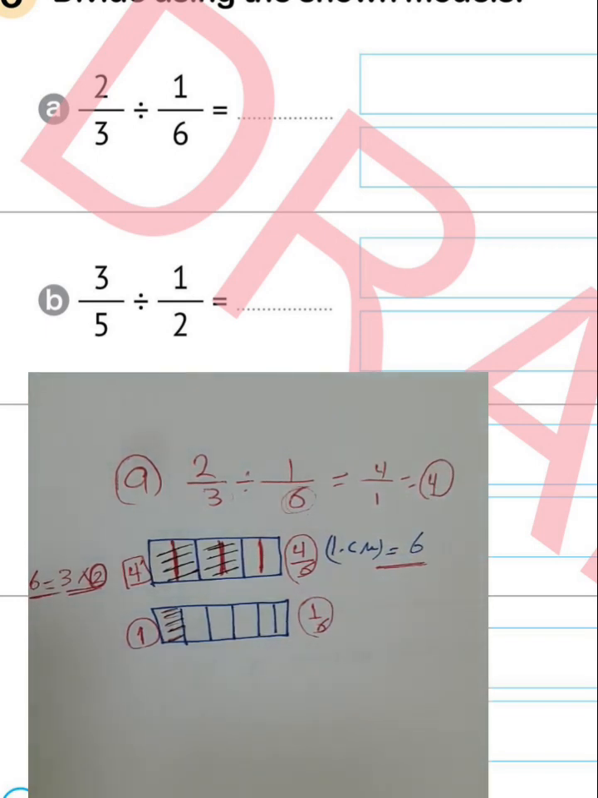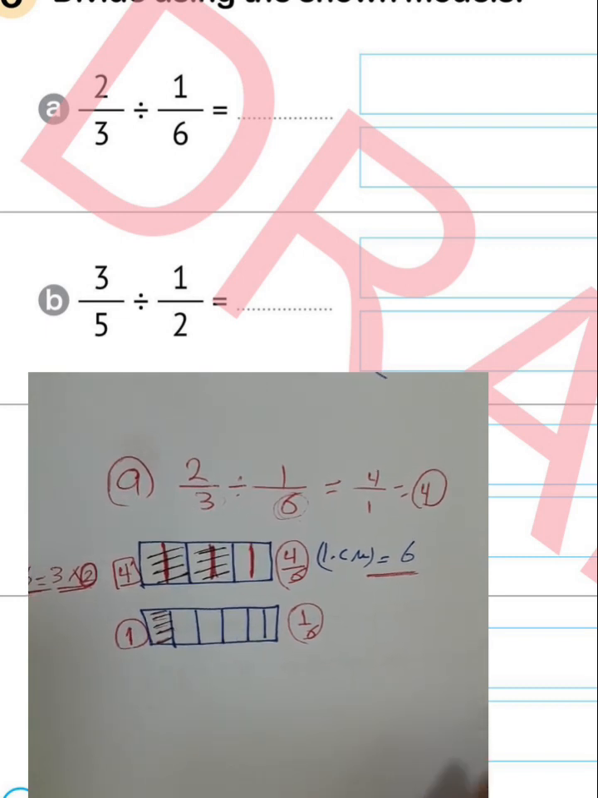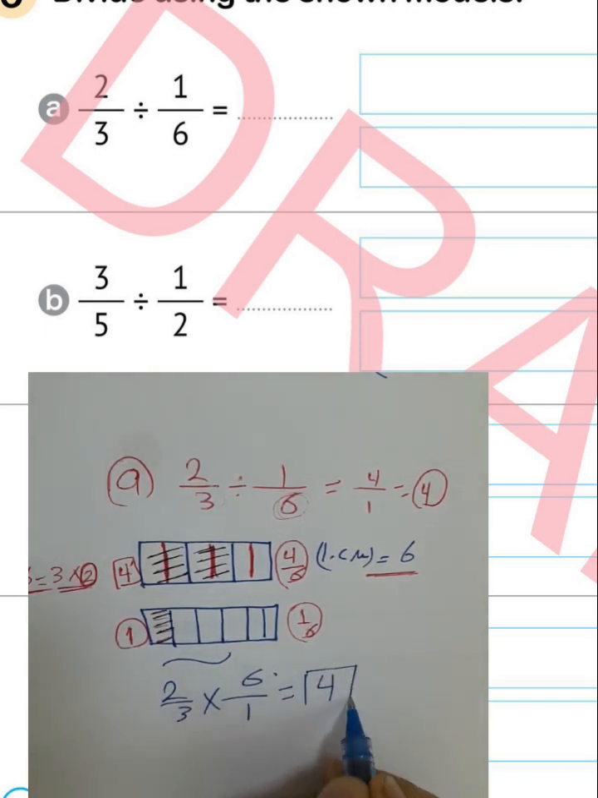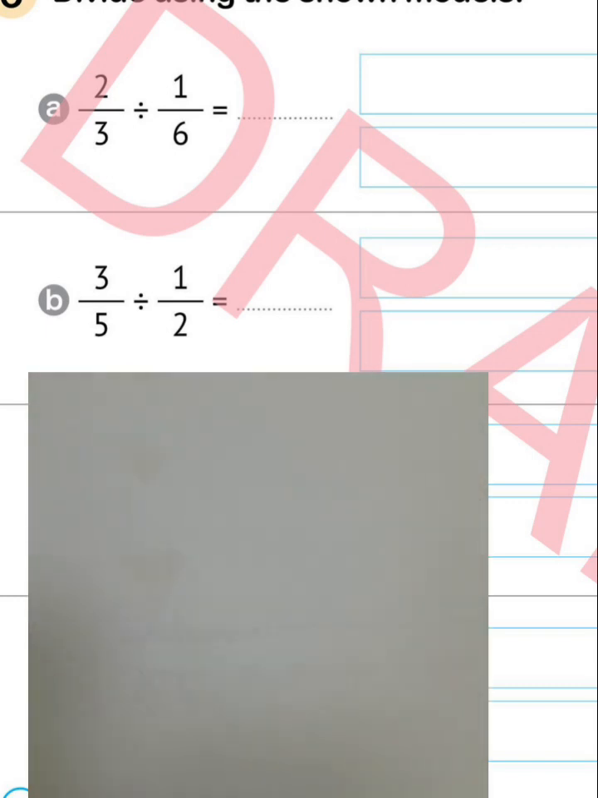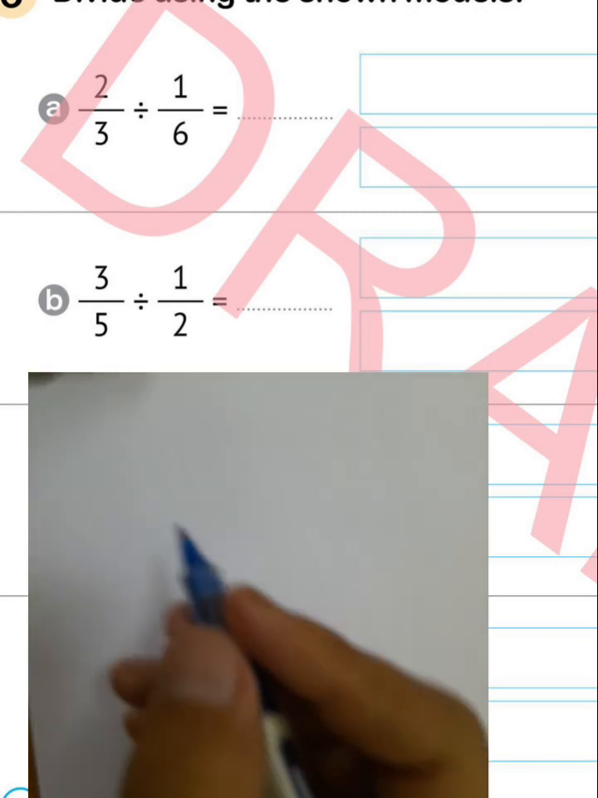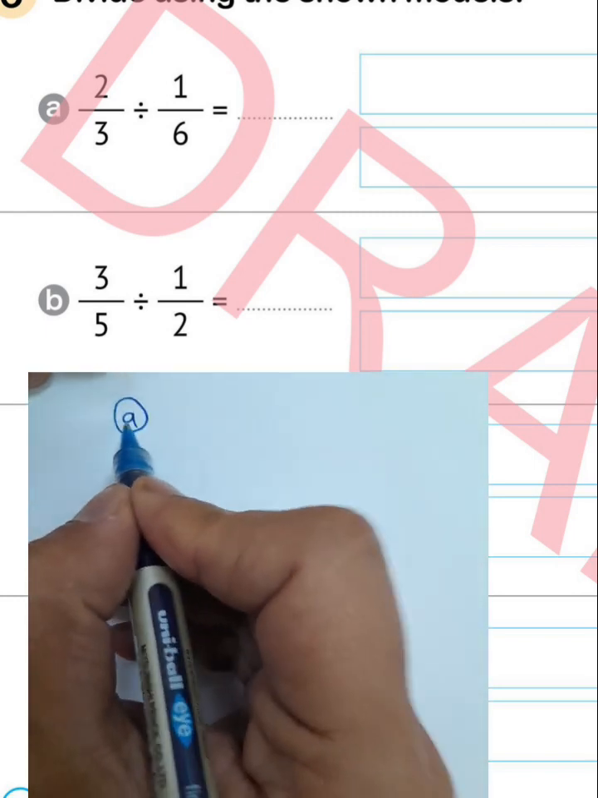Okay. Understood? You know 2 over 3 times 6 over 1, it will be what? 2 times 6, 12, divided by 3 equals 4. It was question letter A. Letter A, okay, letter B.